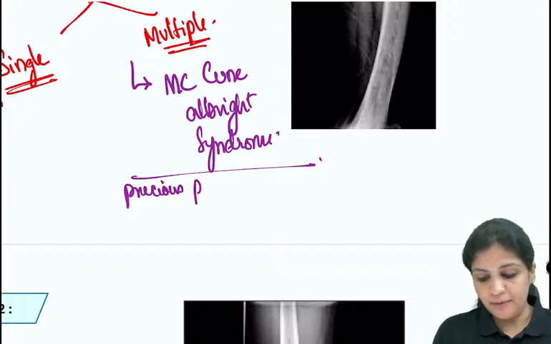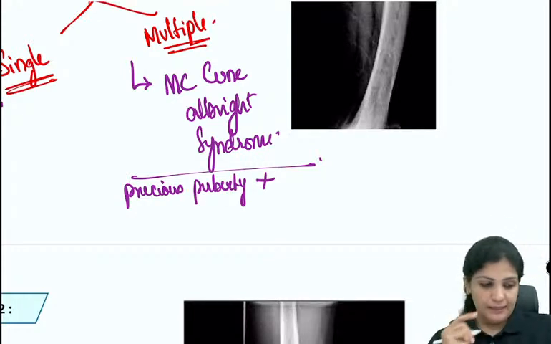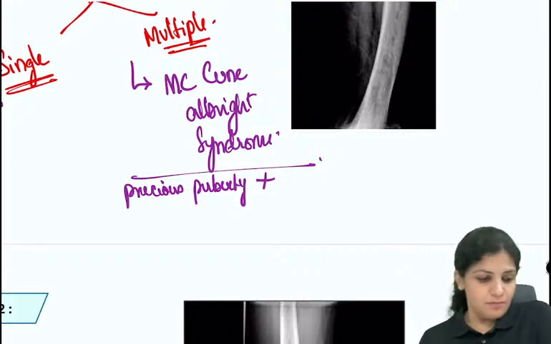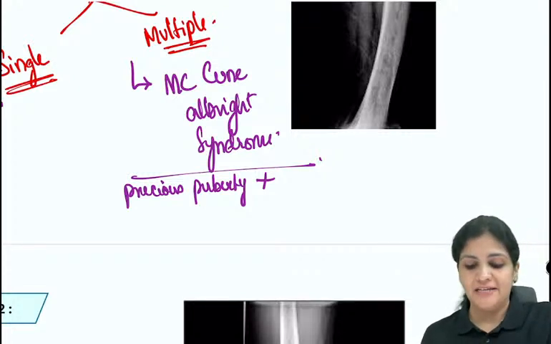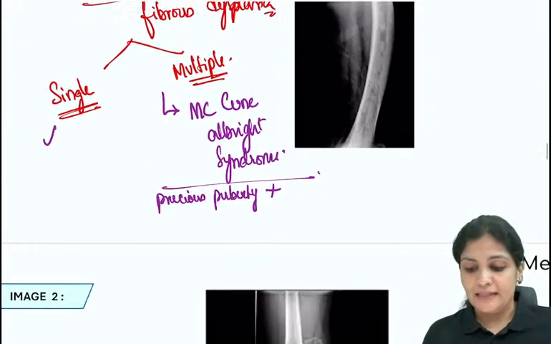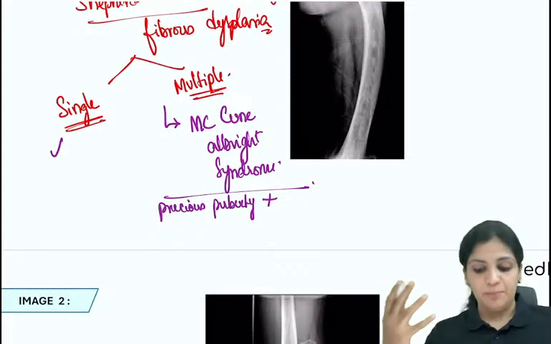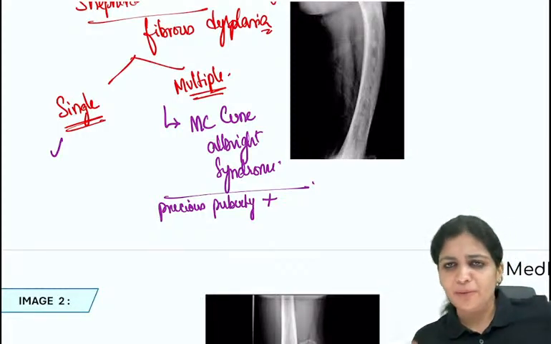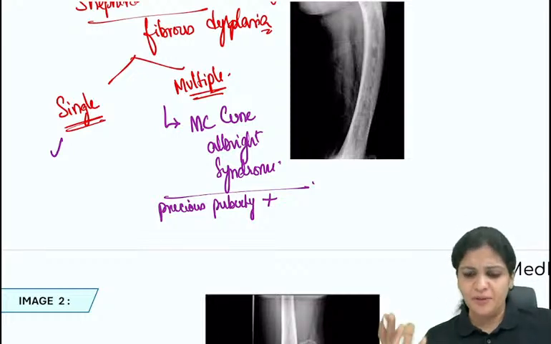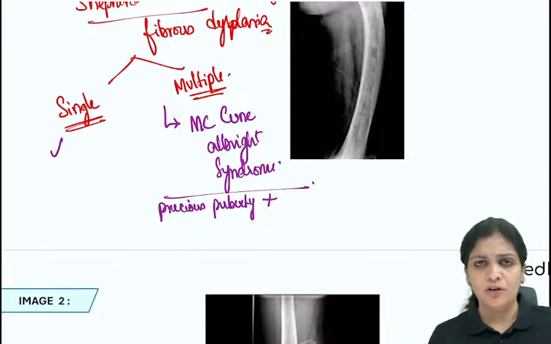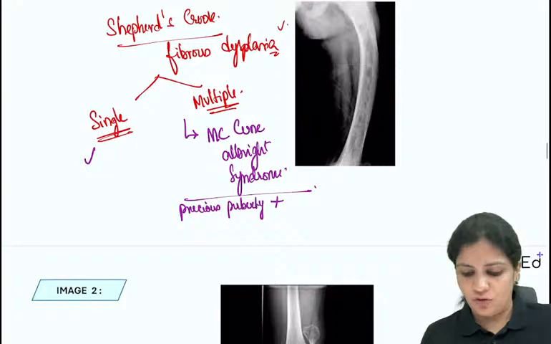Precocious puberty plus McCune-Albright. Yes, McCune-Albright syndrome, where you see a polyostotic fibrous dysplasia with precocious puberty. Usually seen in females, precocious puberty is called McCune-Albright syndrome. Then what is your Mazabraud syndrome?